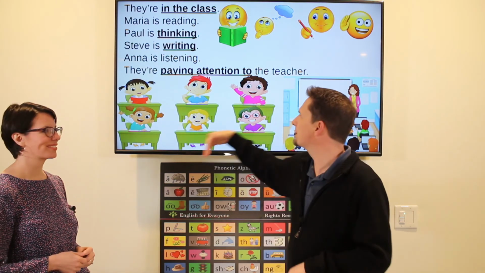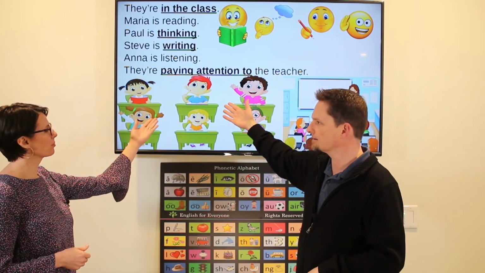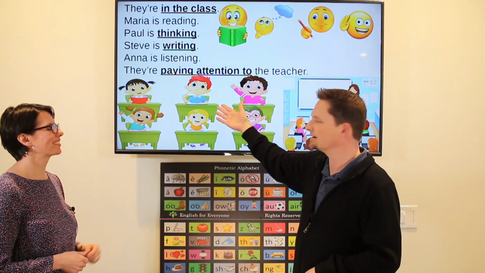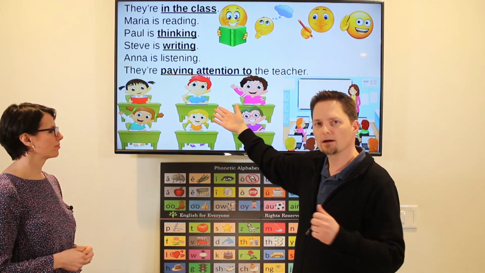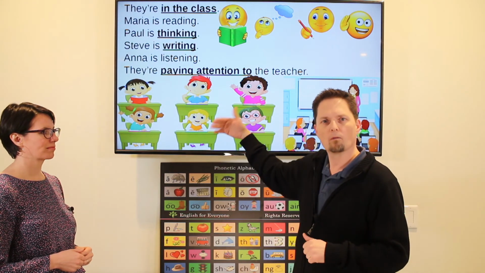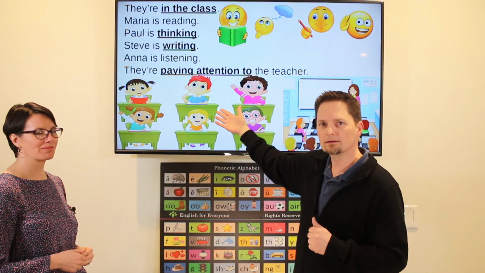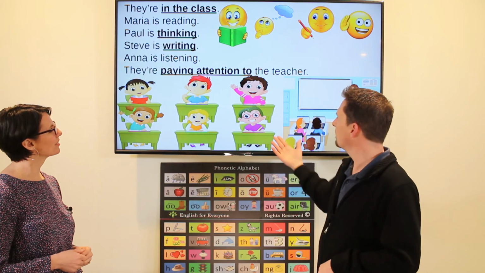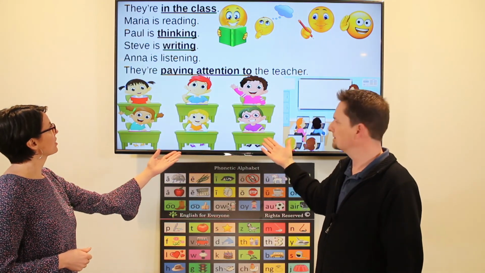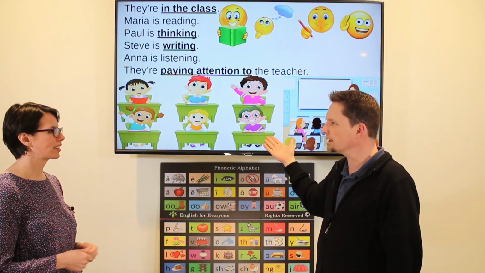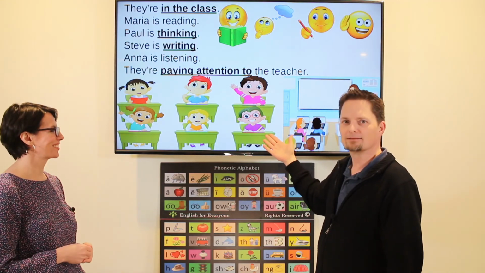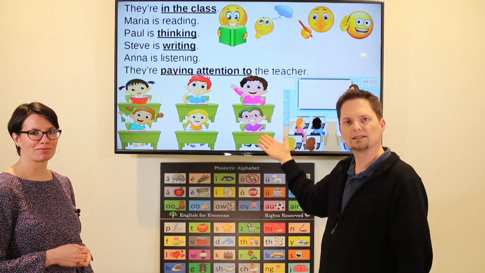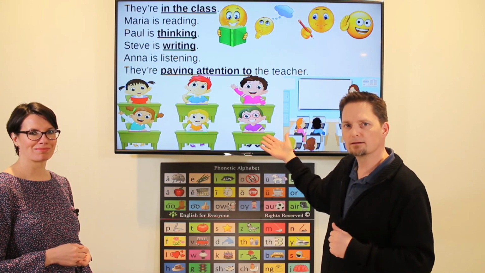Very good. Who is he? He is Paul. What is he doing? He's thinking. Very good. Who is he? Respond. What is he doing? Respond. Very good. Who is he? He is Steve. What is he doing? He's writing. Very good. Who is he? Respond. What is he doing? Respond.